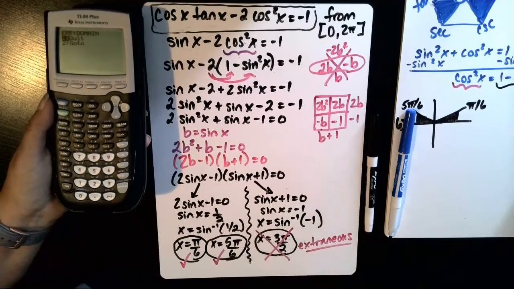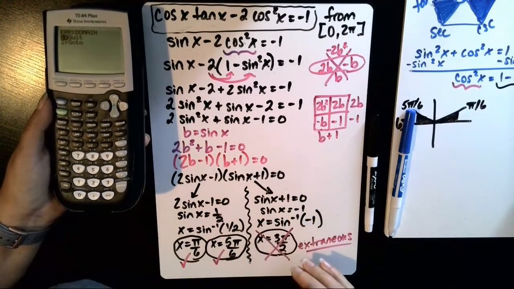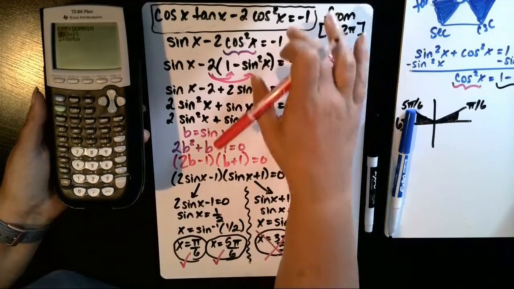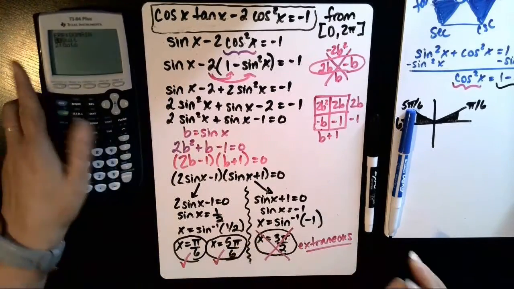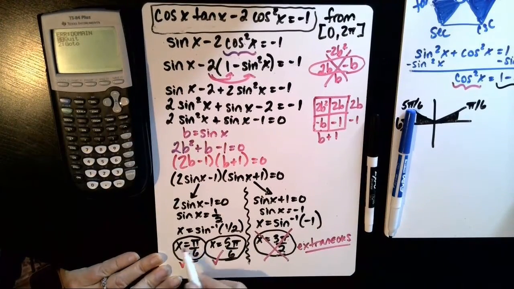Extraneous means it's a solution that appears not because of an algebra error that has occurred. It's just in the nature of the problem that we started with. We end up with a solution that isn't going to work. Okay. So our two solutions then for this equation that check are pi over 6 and 5 pi over 6.